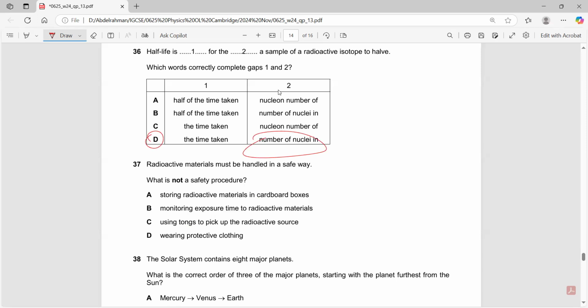Okay. Radioactive materials must be handled in a safe way. Which is not a safety procedure? Storing radioactive materials in cardboard boxes. Do we store them in cardboard boxes? No, we don't. We store them in lead boxes, right? So this is a wrong safety procedure.